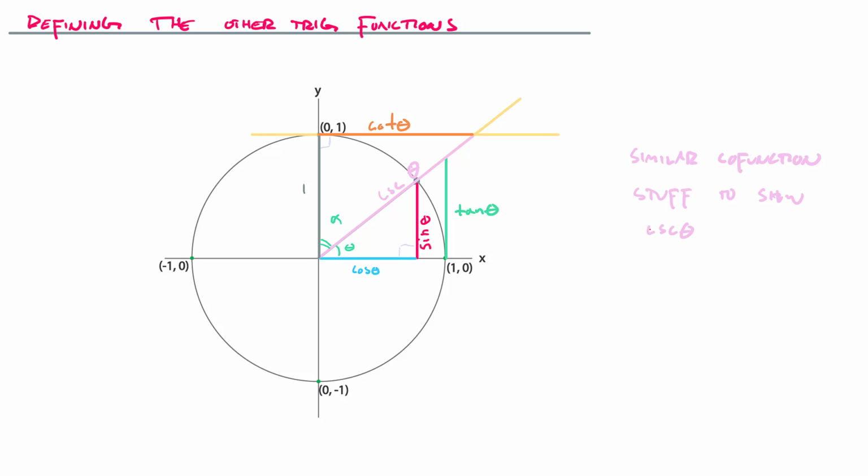Similarly, we can do cofunction stuff to show that this length is cosecant, the extended side of the terminal side of angle theta. But it's not the same terminal side as angle theta that represents secant, because it's a different tangent line that we've drawn. So this one's actually, in my picture at least, longer than the secant line. In any case, here's all the trig functions on the unit circle.